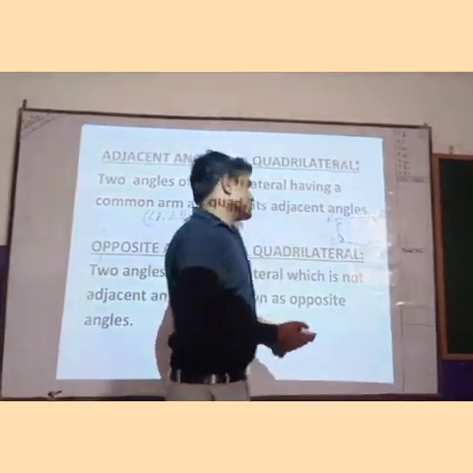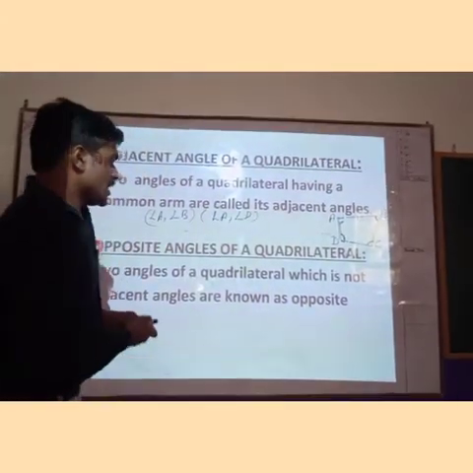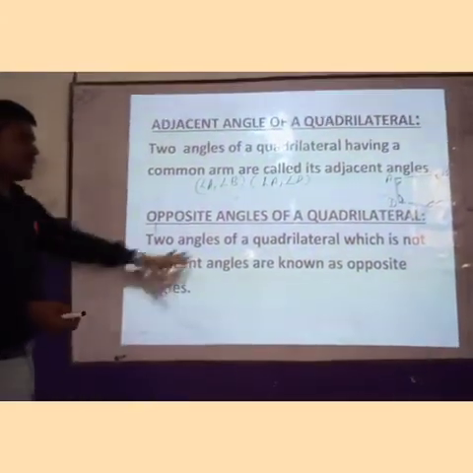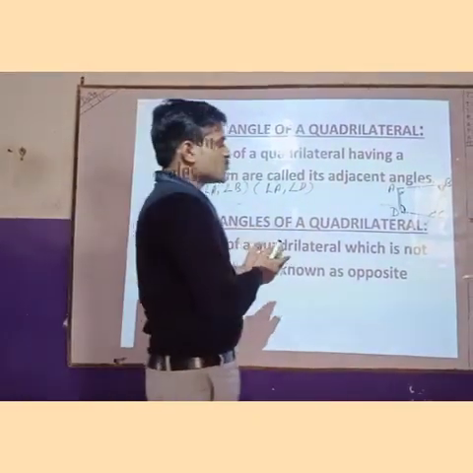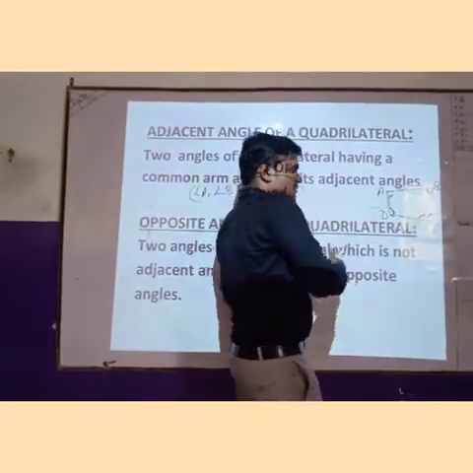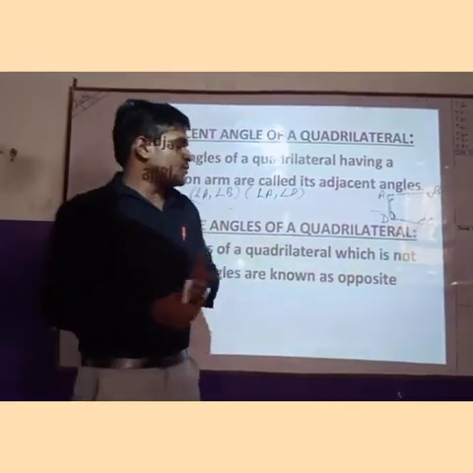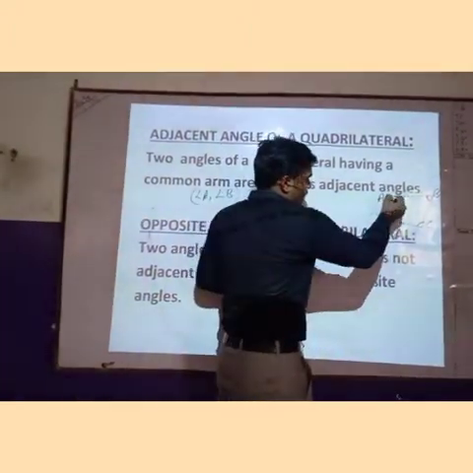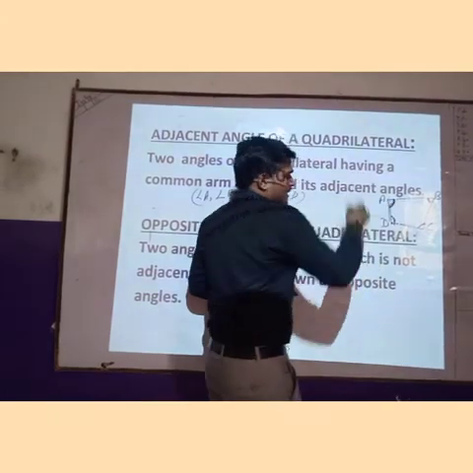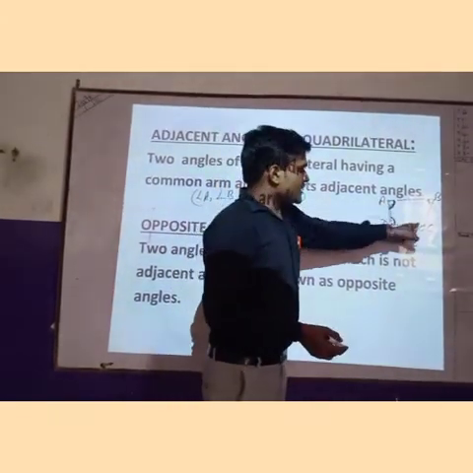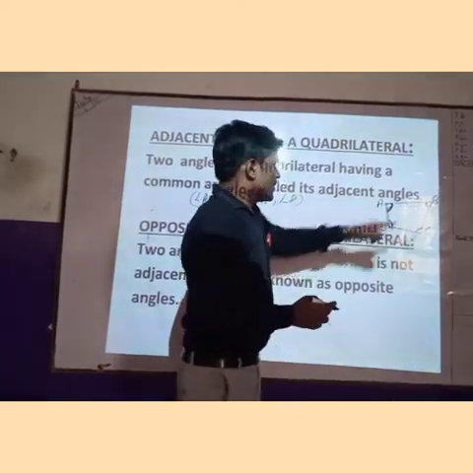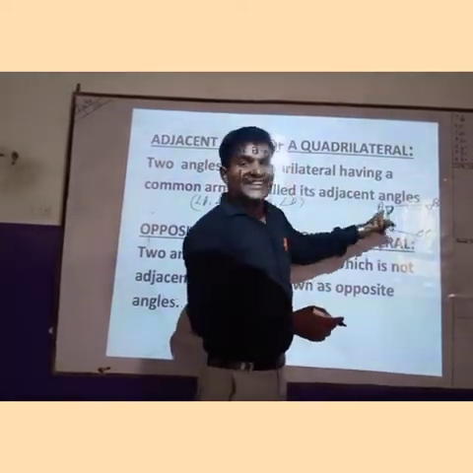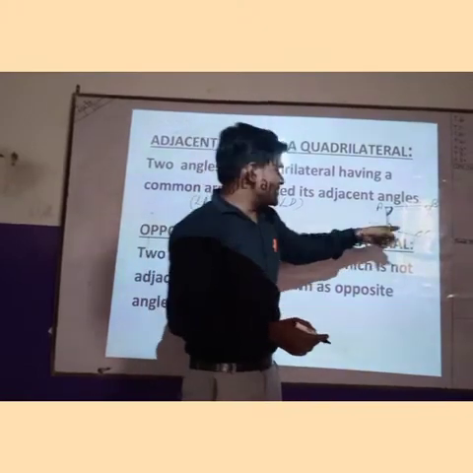It's clear? Now children, opposite angles. Two angles of a quadrilateral which are not adjacent are called opposite angles. So children, what is the opposite angle of angle A? The opposite angle of angle A is C, because angle B and angle D are adjacent angles of angle A, only C is remaining.